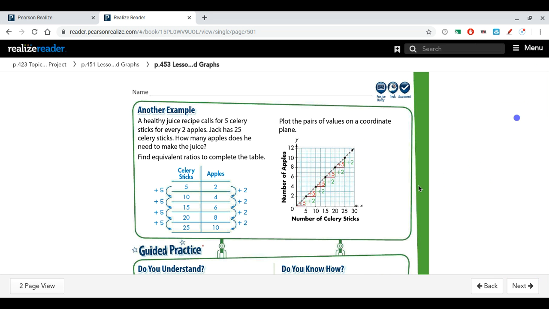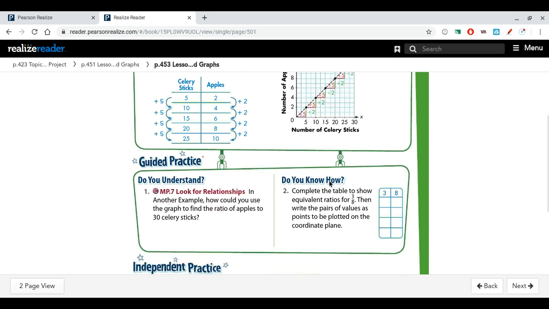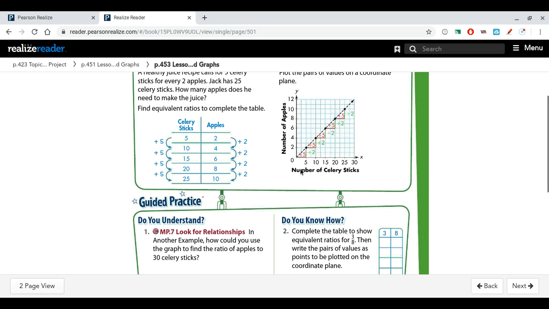Okay, all right. It says, in the example above, how could you use the graph to find the ratio of apples to 30 celery sticks? We just did that. So again, I start here at my number of celery sticks. I go all the way over to 30, and then I take my finger and bring it all the way up to where that line intersects that point at 30, and then I look over. So when I bring it back over here, it's 12.